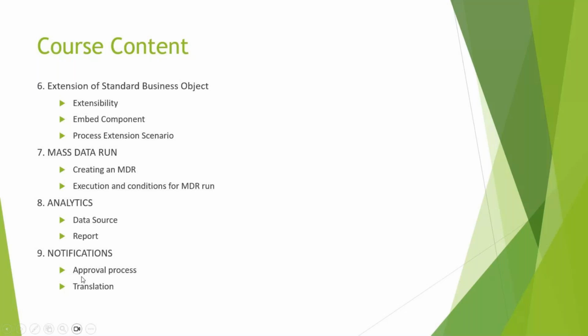And coming to the notification, the approval process and then the translation. The approval process, for the standard, we can configure in the UI itself. For any custom view, let's say we want to show some notifications, we have to build it as custom. So those things we will cover here. Translation is nothing but translating the text into another language, like from English to German and so on. Those things we will cover.